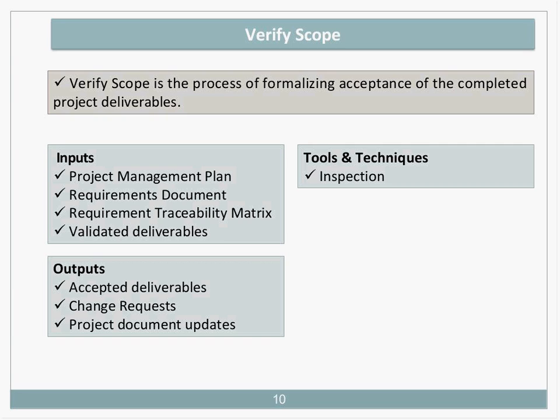Now, validated deliverables, in other words deliverables that have been validated as correct, are the object of the review, obviously. Technique: validated deliverables are inspected and accepted by the customer. Outputs can include deliverables that meet acceptance criteria, which are accepted and signed off by the customer. Deliverables that do not meet the acceptance criteria might need changing, in which case a change request will be documented. Updates may be required to project documentation, such as the WBS, WBS dictionary, status reports, etc.